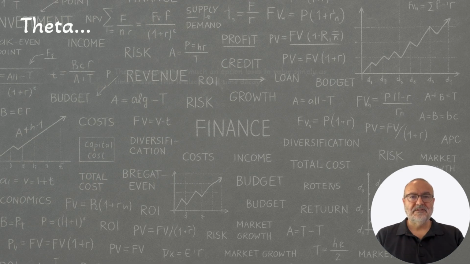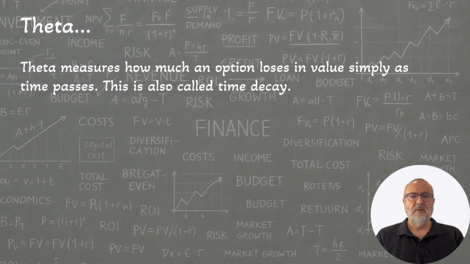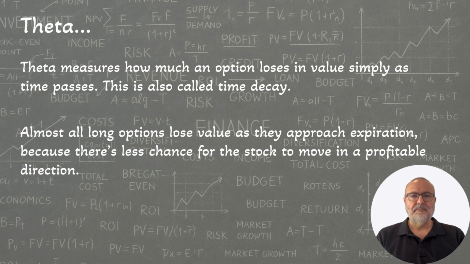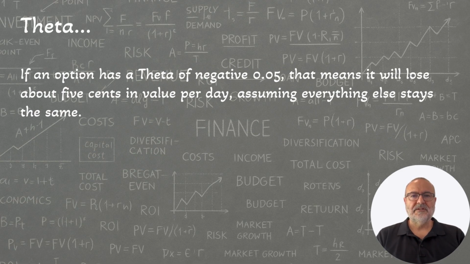Next, let's move to theta. Theta measures how much an option loses in value simply as time passes. This is also called time decay. Almost all long options lose value as they approach expiration because there's less chance for the stock to move in a profitable direction. If an option has a theta of -0.05, that means it will lose about 5 cents in value per day, assuming everything else stays the same.